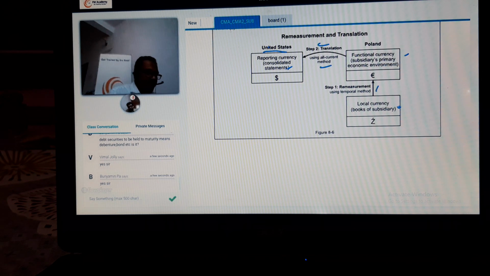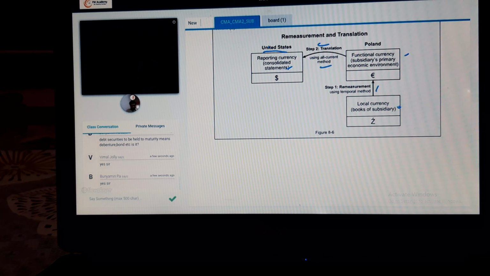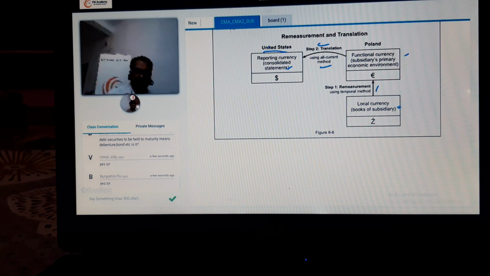Page number 453 and all. What is level ABC? What is your level of knowledge? You should read from page number 447 onwards. CMA Institute will test you on level C, knowledge level. What is knowledge level? You should have knowledge of the topic, comprehension, application, analysis, synthesis and evaluation.